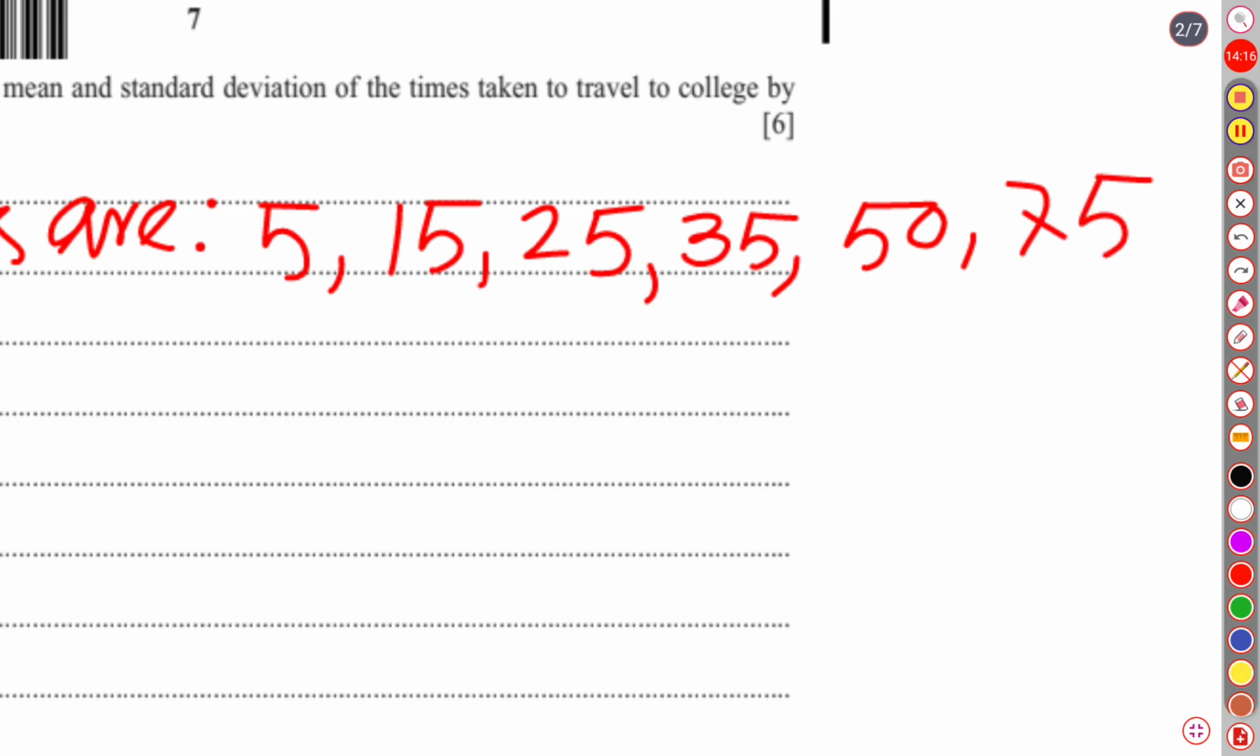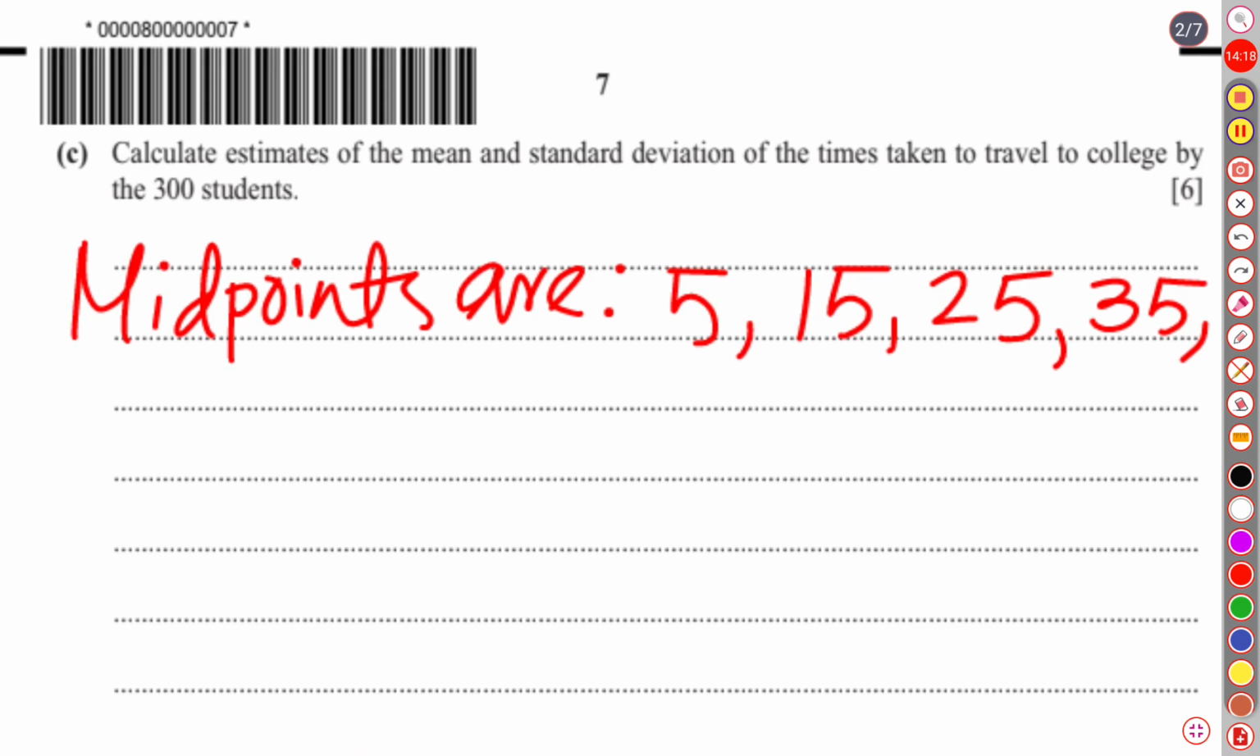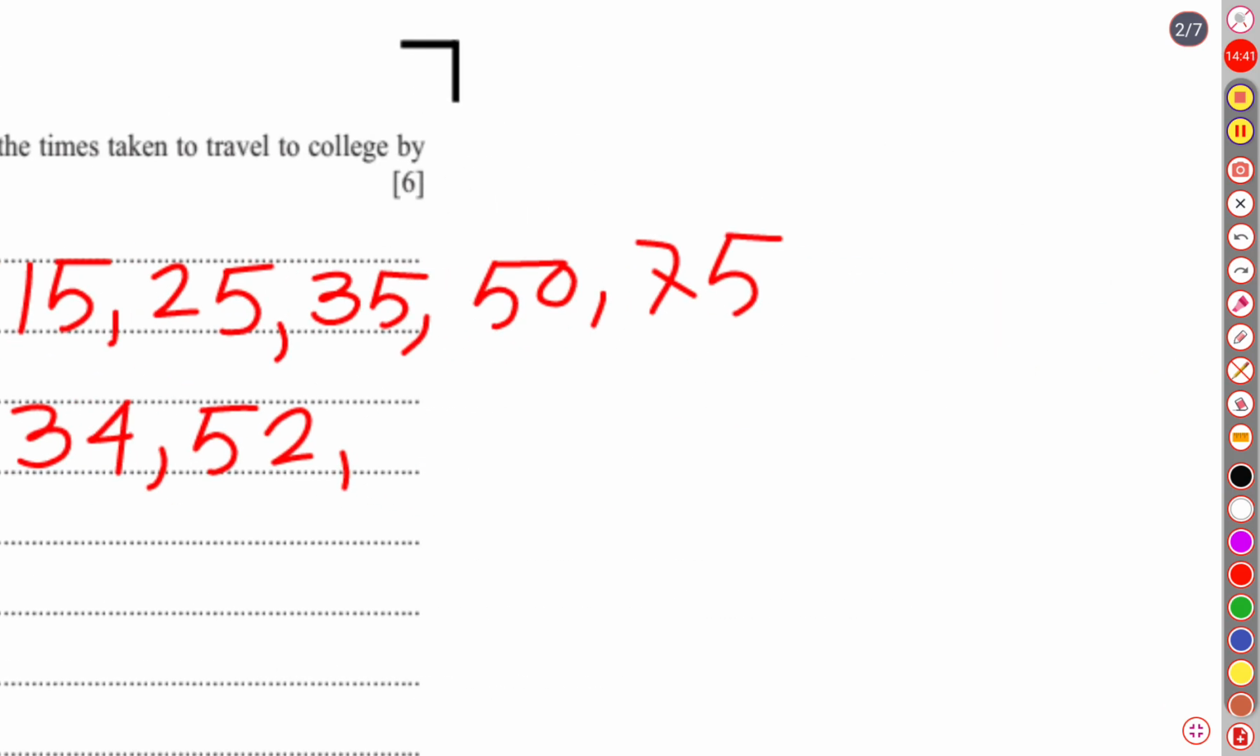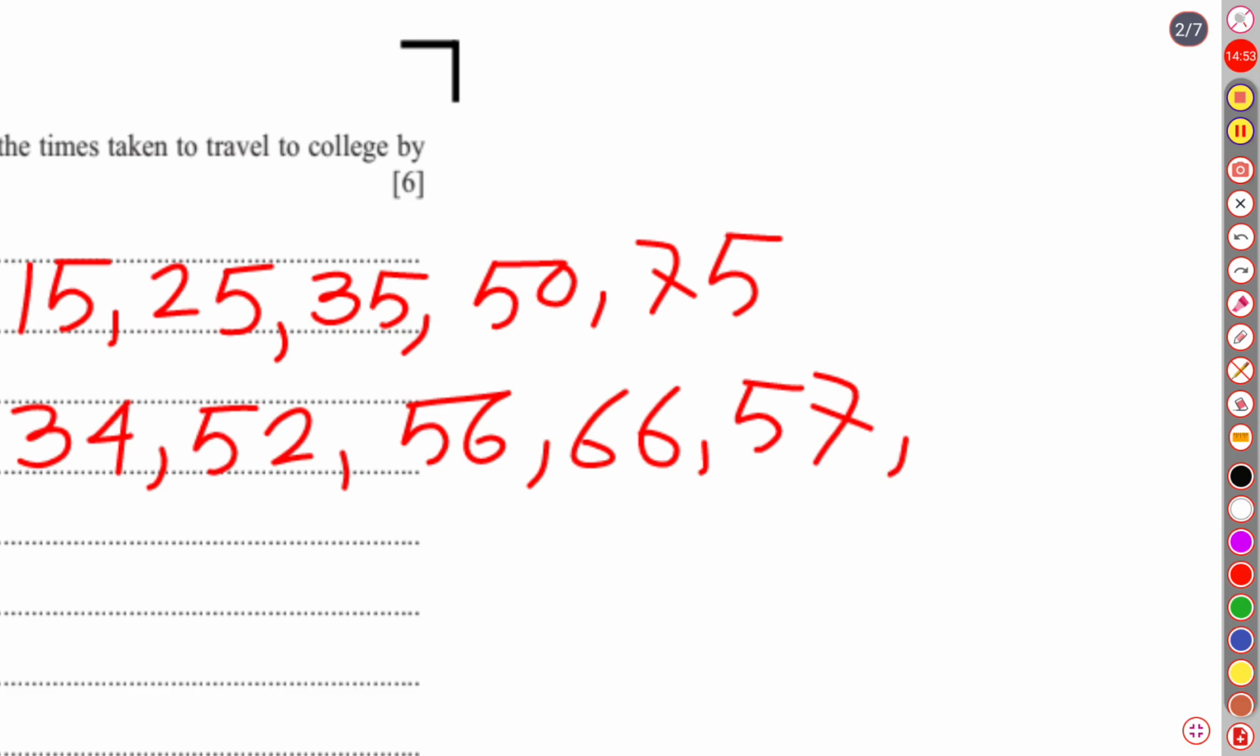And then the frequencies. Let us find the frequencies. What are the frequencies we have seen? 34, 52, 56, 66, 57, and finally 35 are the frequencies.